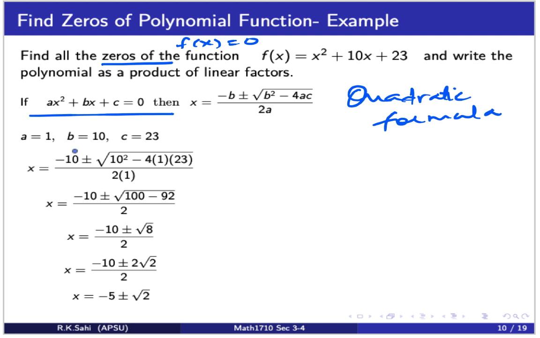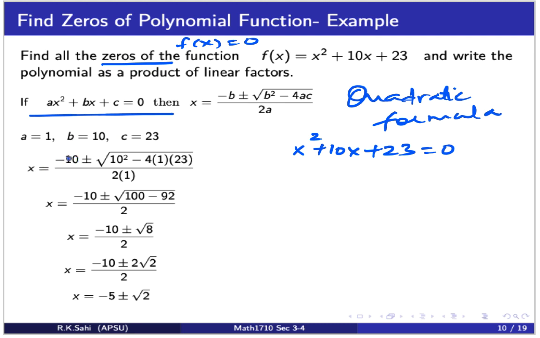A over here is 1, B, which is the coefficient multiplied to the variable x, is 10, and C is 23. Remember the function is x squared plus 10x plus 23 equals 0. Okay, now just plug in. Remember the formula is minus b plus or minus square root of b squared minus 4ac, over 2a. So b here is 10.